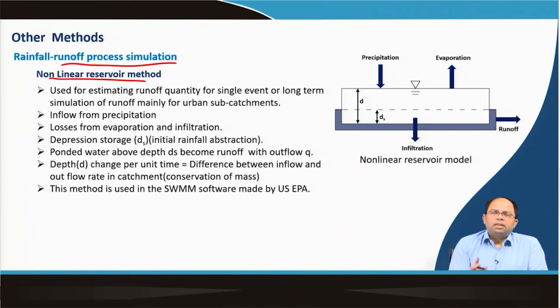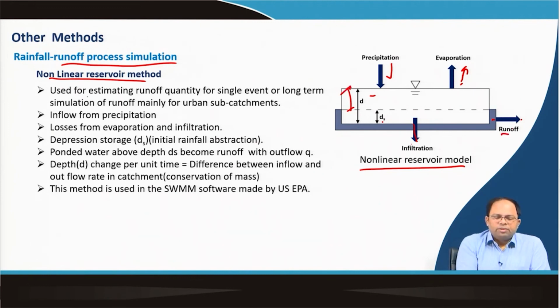This is the method used in the SWMM software, and you will see that in this particular image, it is shown that we have a reservoir where some amount of water is stored, which is ds, which is the abstraction, you can say. Then some amount of water goes down, which is infiltration. Then some amount of water becomes runoff, some amount of water evaporates, and then there is precipitation. So, precipitation minus evaporation minus infiltration minus ds gives us the runoff value.